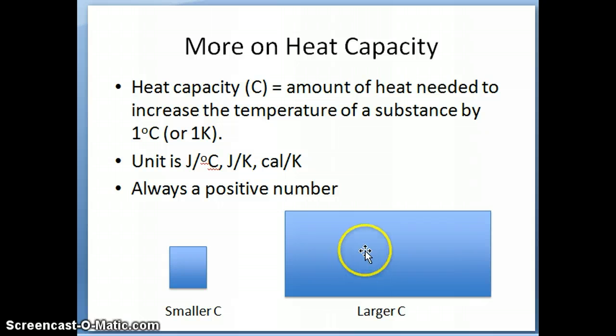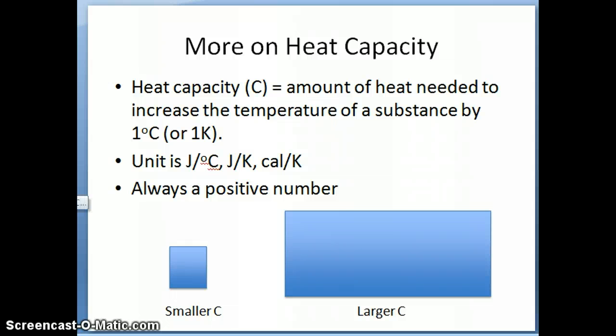There's more mass, there's more molecules, which means it will take more energy to make all that water go up 1 degree Celsius. As a result, the value of C, the heat capacity, changes depending on mass, or really the number of particles. If you have more particles, you get a larger C. If you have fewer particles, you have a smaller C, which means that heat capacity is an extensive property. Remember, we talked about extensive and intensive properties early on in the semester. So this is clearly an example of an extensive property because its value changes as a function of mass.